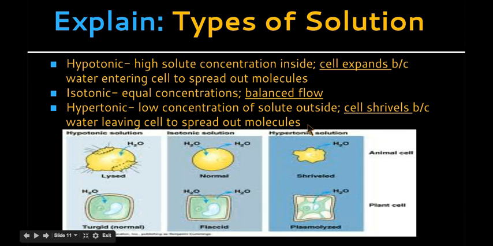The last type of solution we can have is a hypertonic solution. That's when there's a high concentration of solute outside of the cell. The slide is wrong. The cell, like you can see right here, shrivels up because water is leaving the cell. The water wants to spread out all of those molecules outside of the cell. So water leaves the cell, loses mass, loses water, and shrivels up like what's happening right here.